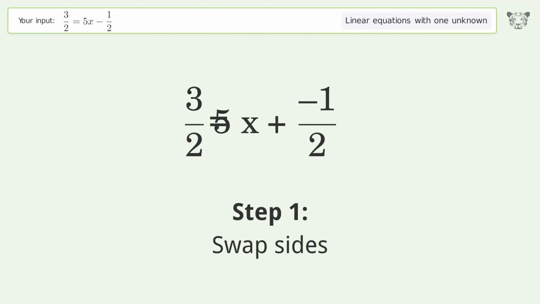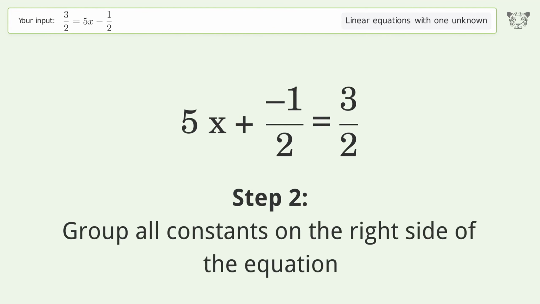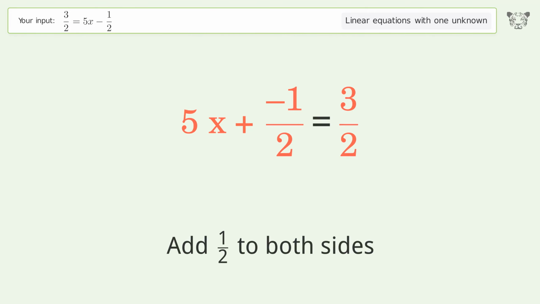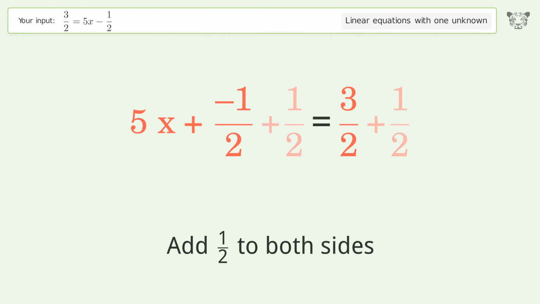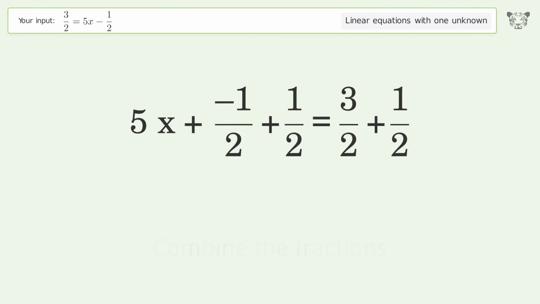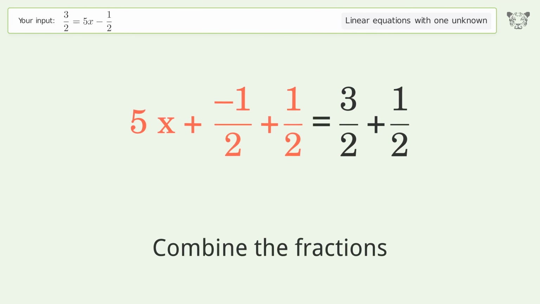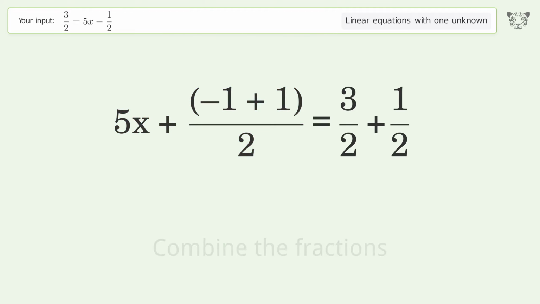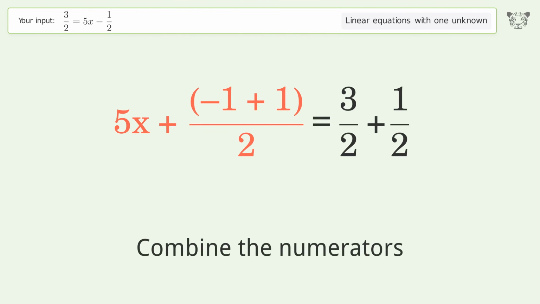Swap sides. Group all constants on the right side of the equation. Add 1 over 2 to both sides. Combine the fractions. Combine the numerators.